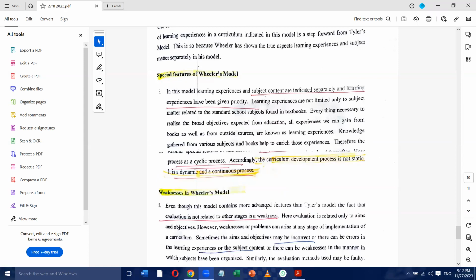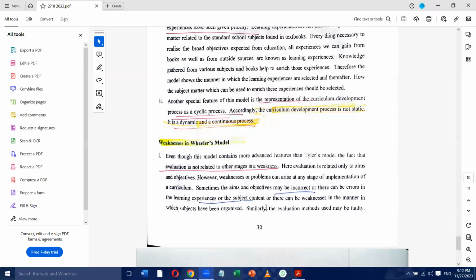So you'll see the weakness: even though this model contains more advanced features than Tyler's model, the evaluation is not related to other stages. Here the evaluation is related only to aims and objectives, right? That's what I was talking about always. There is no cross connection between the elements of the cyclical form. Do you understand? The evaluation is only related to the aims and objectives.